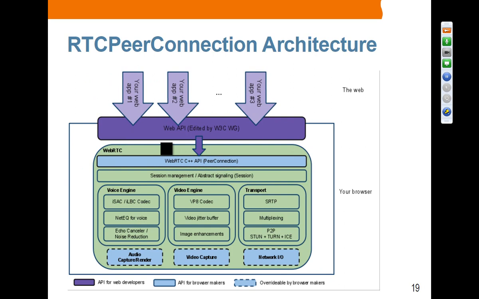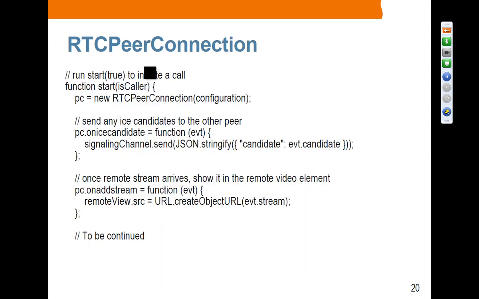underneath. This picture shows the RTCPeerConnection architecture. Your application is using the RTCPeerConnection API. Underneath, it has the voice engines, video engines, and transport. As far as the developer is concerned, we are just dealing with the very high-level RTCPeerConnection APIs, and we'll take a look at that. So this is an example.